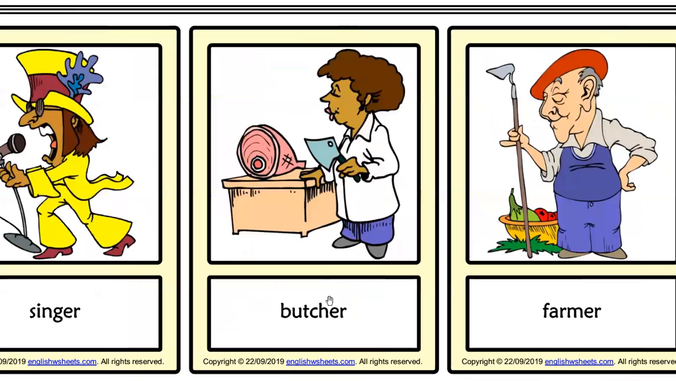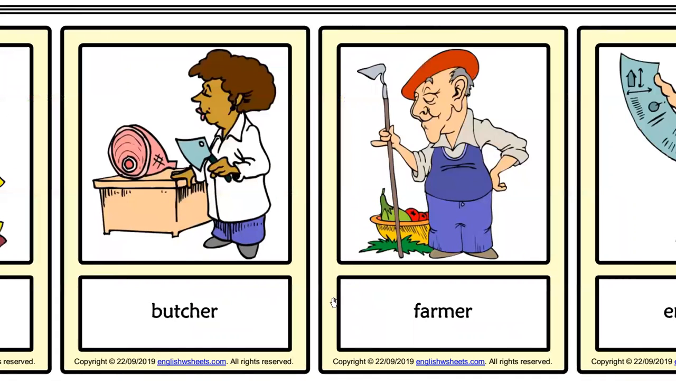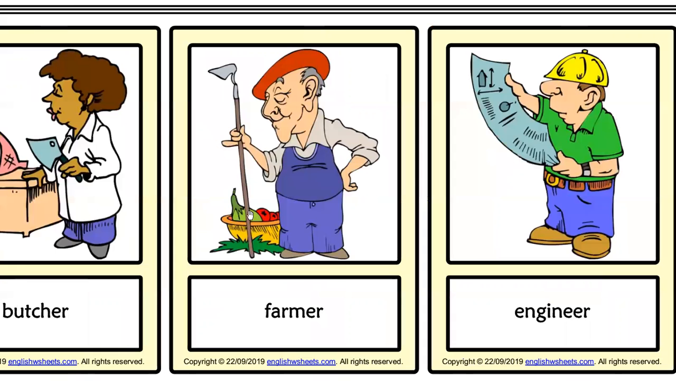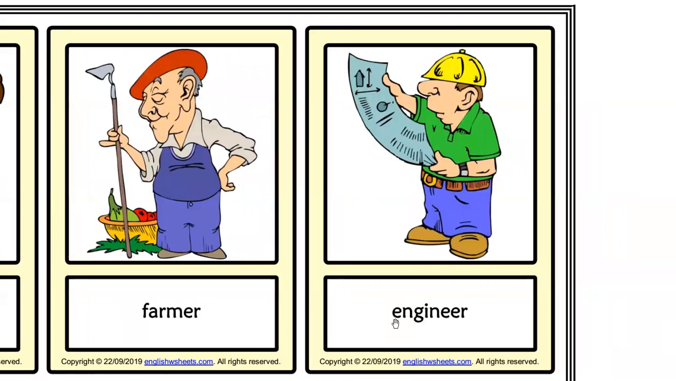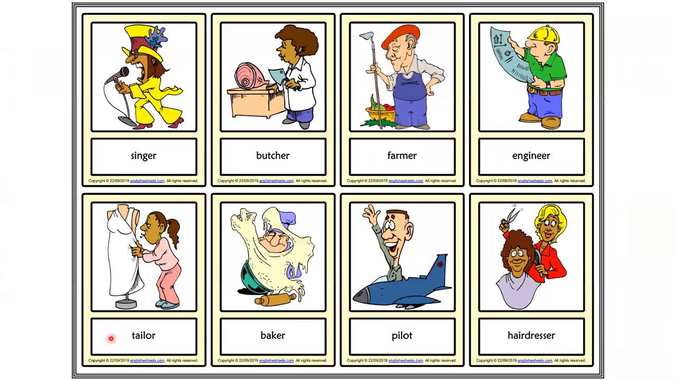Then we have a butcher. When you go to HEB or Esmart and you need meat, you normally ask the butcher. Then we have a farmer, the person who collects the fruits or vegetables that you can buy in a supermarket. Then we have an engineer, like a civil engineer.